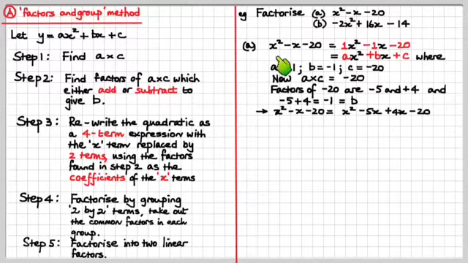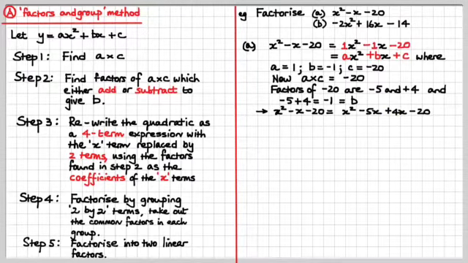So instead of, where is it? Instead of this minus x, we're replacing that with the minus 5x plus 4x. Okay, that's what you're doing in step 3 here, rewriting the quadratic as a 4-term expression with the x term replaced by 2 terms, aka this one and this one, which we found in step 2. And these factors here, the minus 5 and the plus 4, are the coefficients of these x terms.